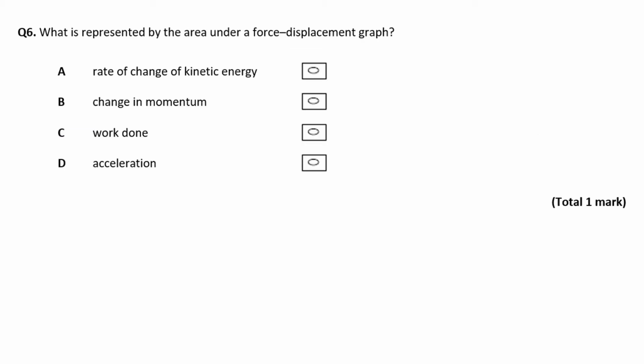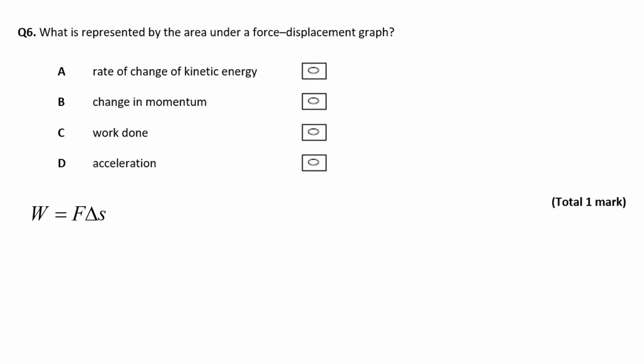Okay, so what is represented by the area under a force displacement graph? Instinctively you should know it's some form of energy. From Hooke's law we know the energy under the graph is elastic potential energy. So we should know it's some kind of energy, which means it could be either A or C straight away.